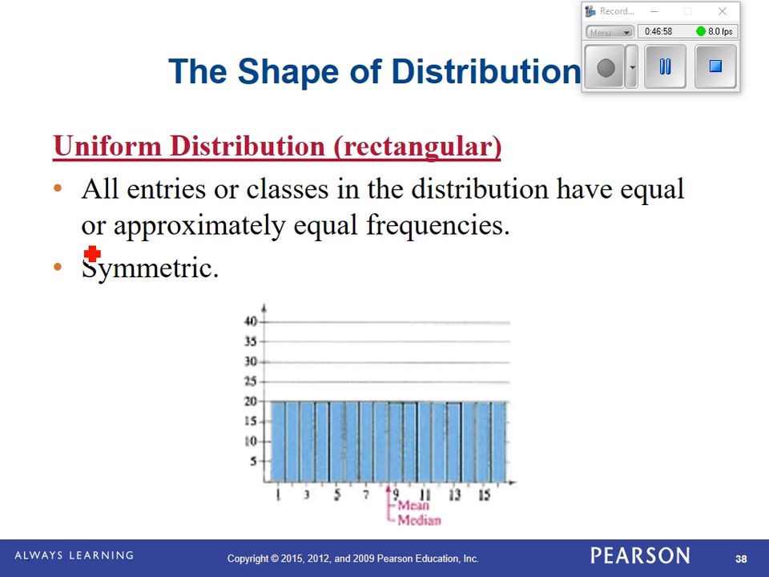Probably never ever going to have something that's exactly uniform. But if you have something that looks like this, we'd probably say that's close enough to uniform. Notice, if I drew a line right down through here, is this still symmetric? Yeah, so it's still symmetric. It's just a different kind of symmetry.